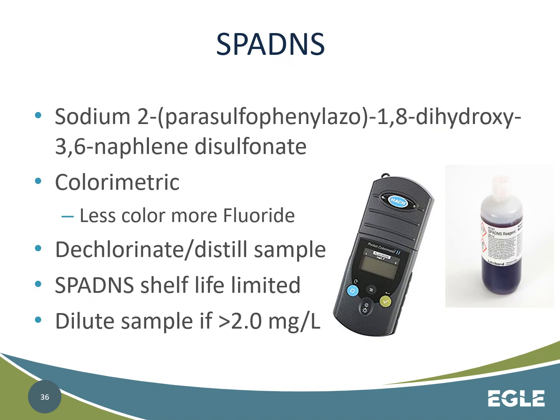The next method we're going to talk about for measuring fluoride is SPADNS. SPADNS is a very commonly used method. It's a lot cheaper and it uses a pocket colorimeter that's very similar to that used for chlorine.